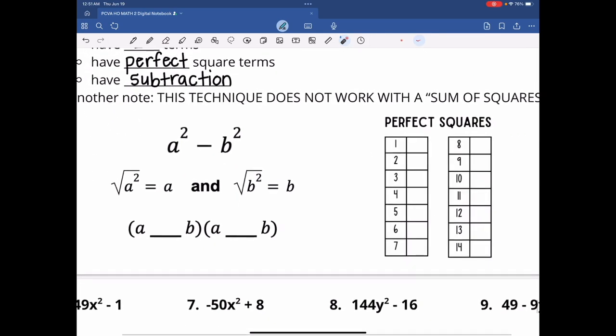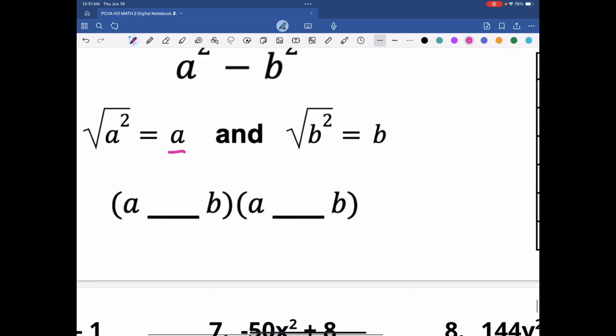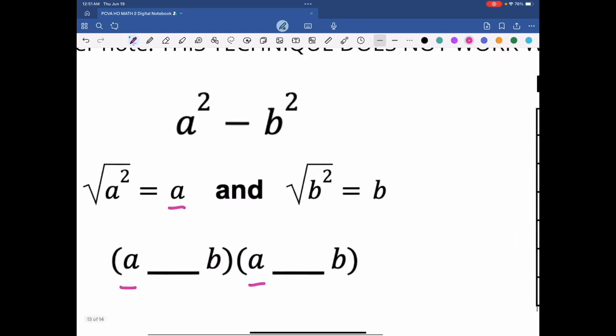So when I'm looking at a problem, if I have two terms, so this is my first term, this is my second term, and I have both of them as perfect squares, then I can break those squares down, okay? And I'm going to take the square root. So if I take the square root of a squared, I have a. So the a that we're talking about is going to be put in the first part, because a was in the first part of the expression when we had it initially.